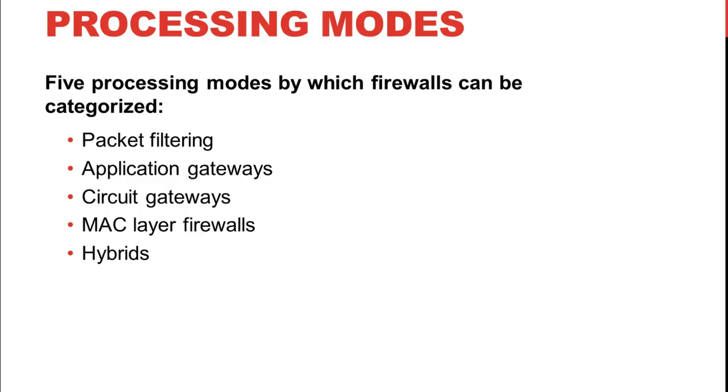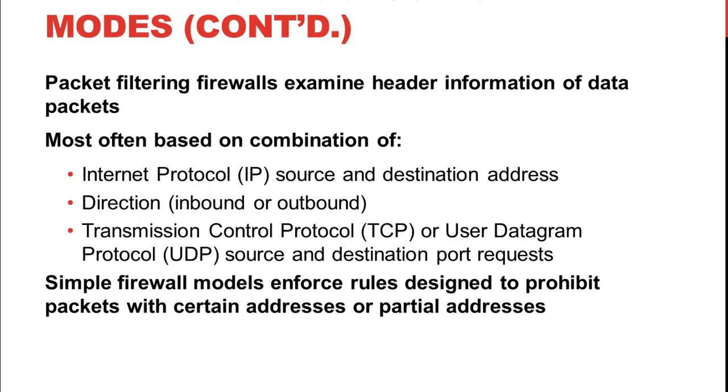There are five basic processing modes by which firewalls can be categorized. They can fall under packet filtering, which is probably the most common, application gateways, circuit gateways, MAC layer firewalls, and then hybrid firewalls as well. Other ways that we see firewalls classified sometimes are by developmental era, whether they're first generation, second generation, and so forth, and then by their intended structure, gateways, and so forth.